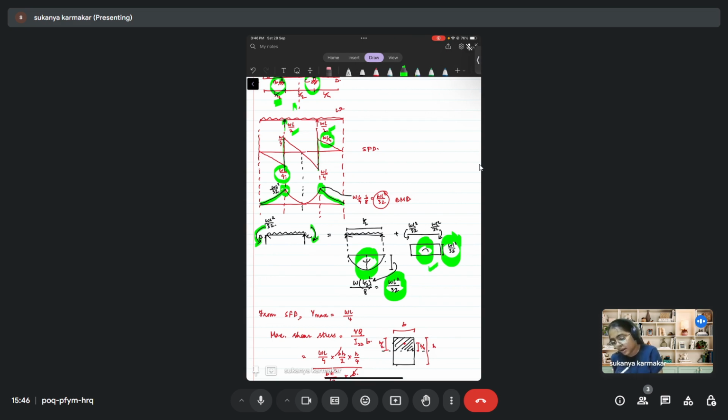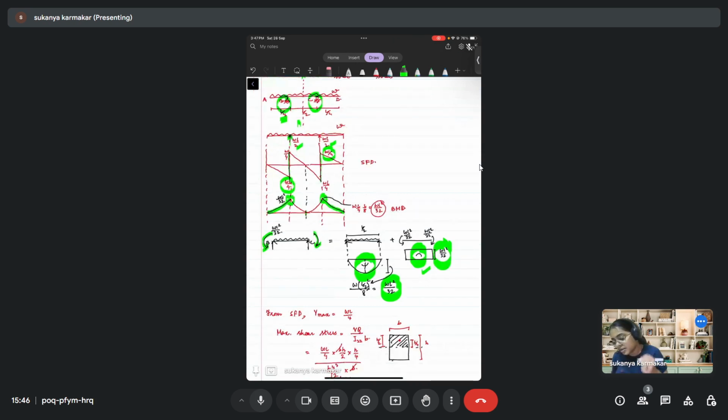The span is L by 2, so the bending moment at the center is WL square by 32. And here the bending moment is WL square by 32 hogging, and here, because of the UDL, it is WL square by 32 sagging bending moment. So the net bending moment at the center comes out to be 0. So the distribution is like this.